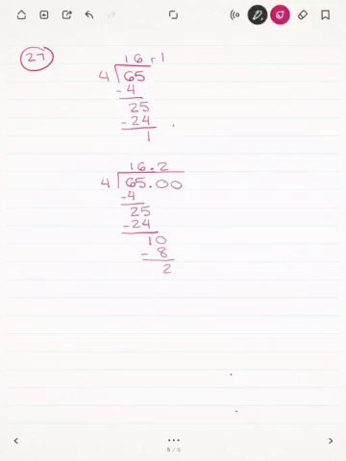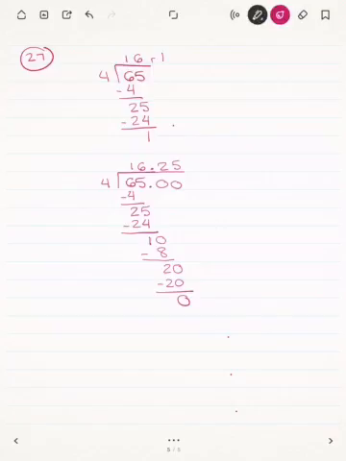I'm going to add another 0, because remember, we're going to keep going until we get to 0. So now I'm going to bring down that 0. 4 goes into 20 5 times. 5 times 4 is 20. 20 minus 20 is 0. So now that I have a 0 at the bottom, I am done. So here is my answer written as a decimal, 16.25.